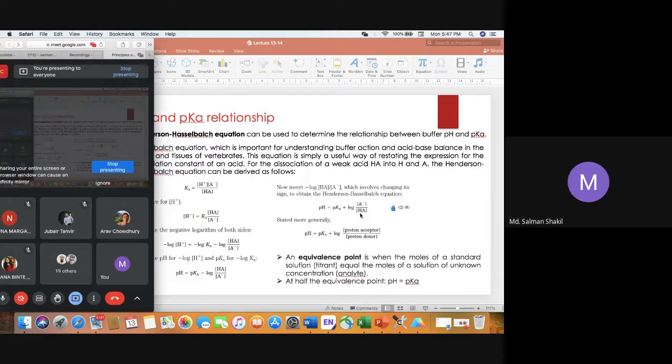Okay, then we can write here 1, right? 1, yes. Okay, so log 1 means 0, right? 0, yes. Okay, so at the half equivalence point, pH will be equal to pKa, right? Equals to. Okay. Yes, sir. Got it. Is it clear to all?